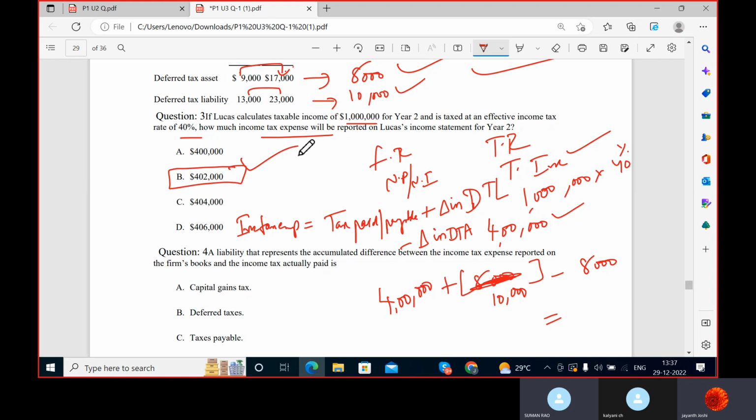Correct. Initially, we have taken the difference of the deferred tax asset for 2 years to find out at first. All this is the formula for income tax expense. To find out income tax expense, the formula is tax paid plus difference in DTL minus difference in DTA. So how much is the difference? We have to first calculate that, then invert and put in the formula. Understood? Yes, sir.